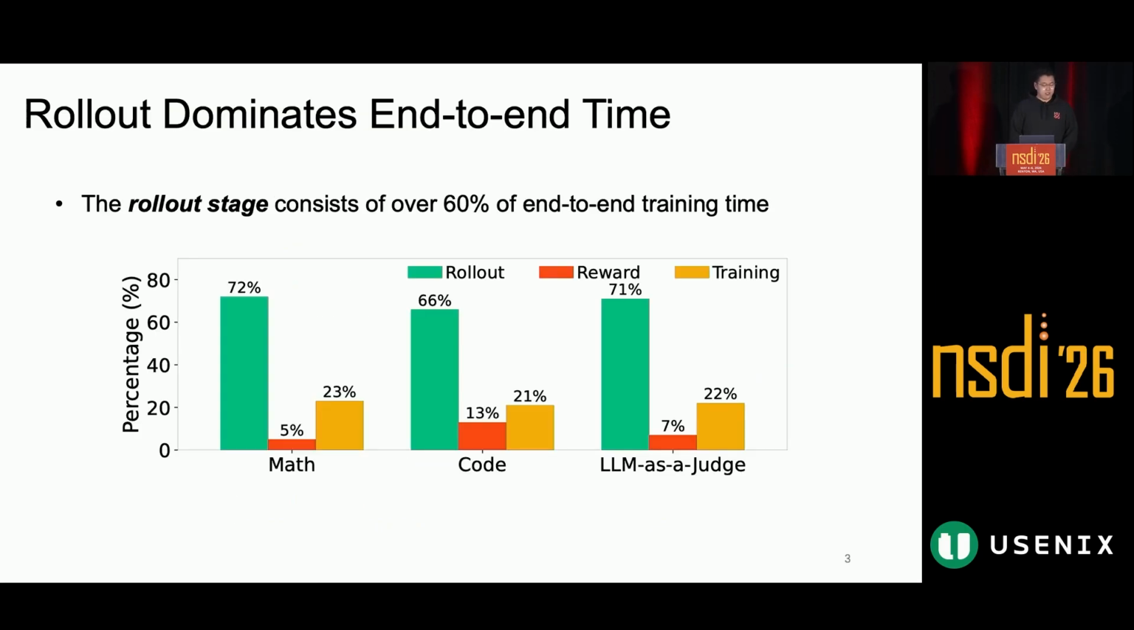We profile the training time breakdown across different tasks of RLVR post-training workflows. As you can see, the rollout stage dominates over 60% of end-to-end training time across all tasks, and the reward stage and training stage just take up the rest. So any significant speedup should address the rollout bottleneck.